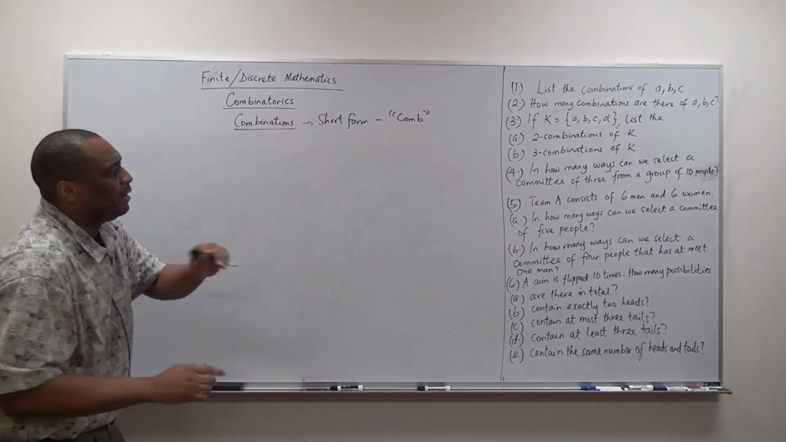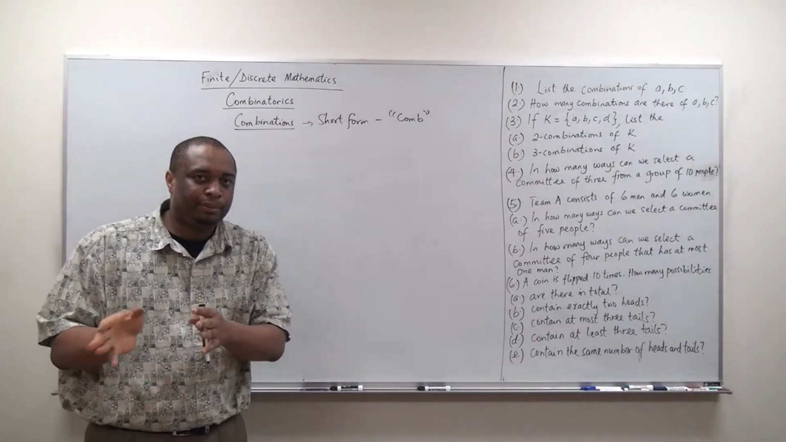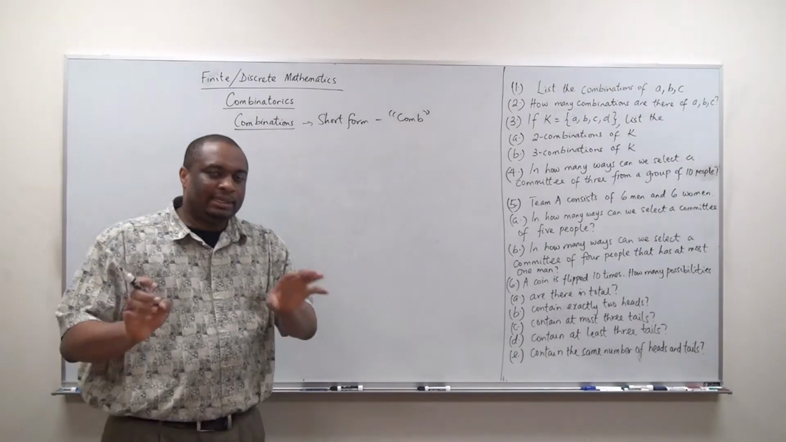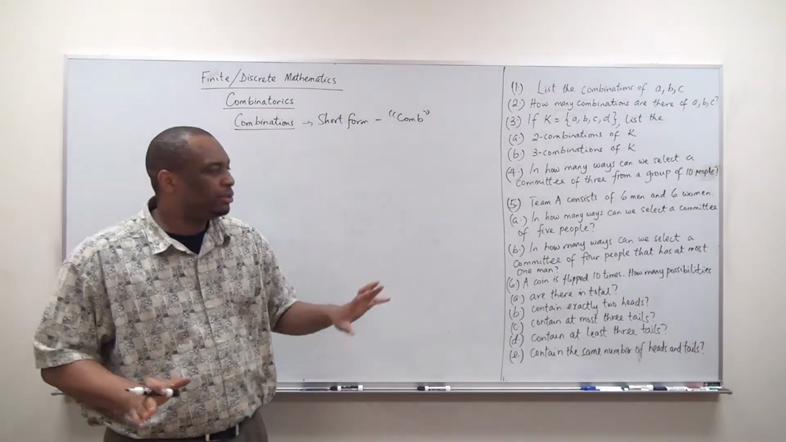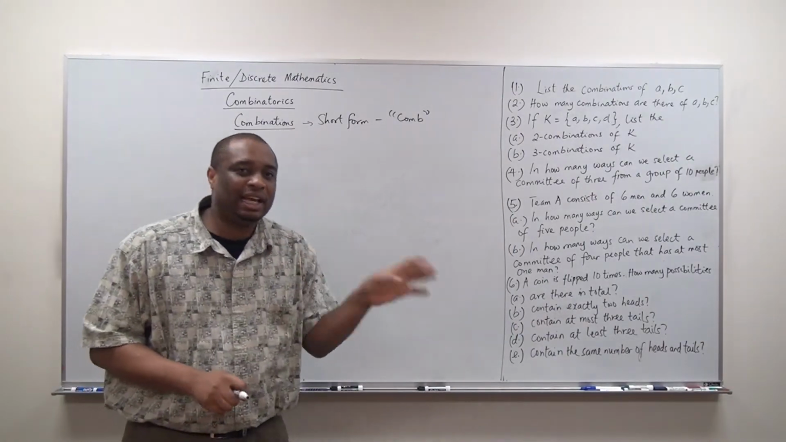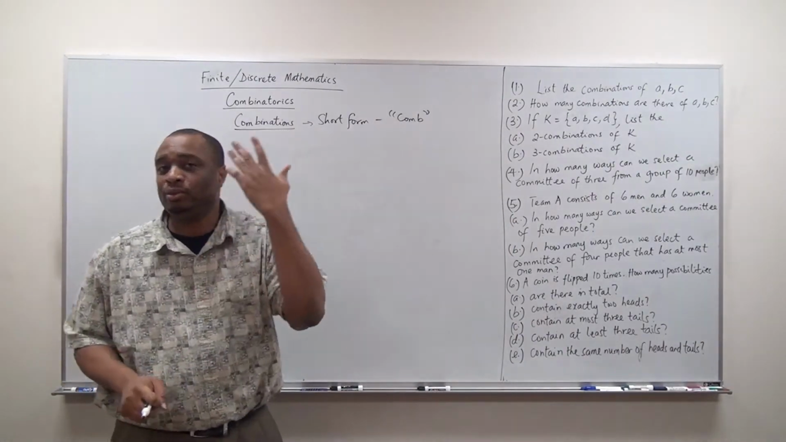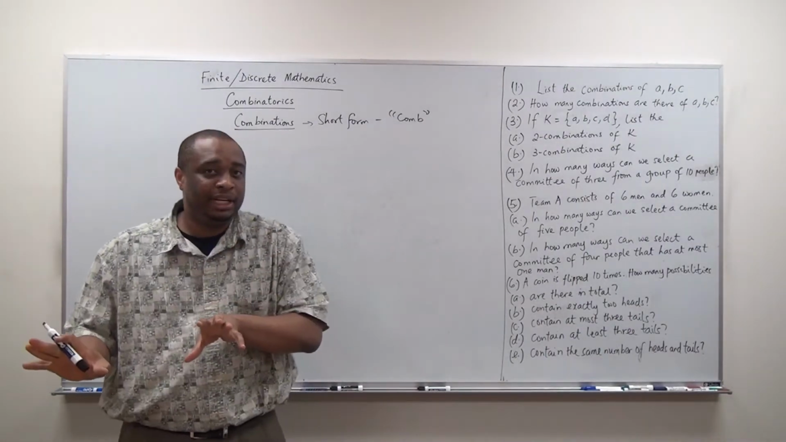Okay, number 4: in how many ways can we select a committee of 3 from a group of 10 people? Some of you might ask, when are we going to use permutation? When are we going to use combination? How do we know whether this is a permutation problem or a combination problem? I'm going to do another video on clearly identifying permutation and combination.